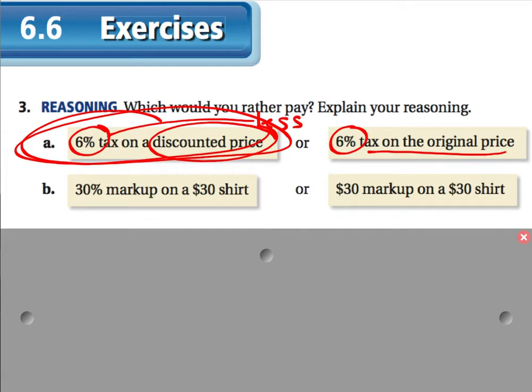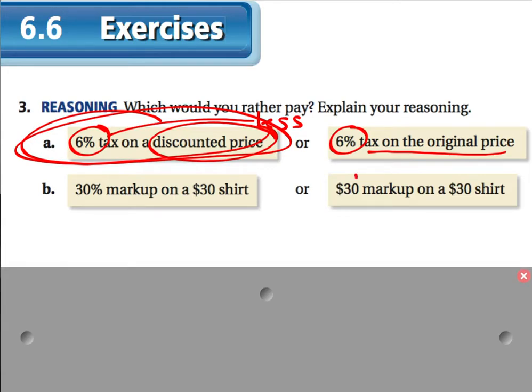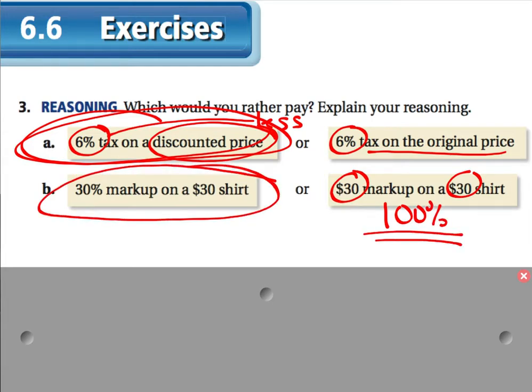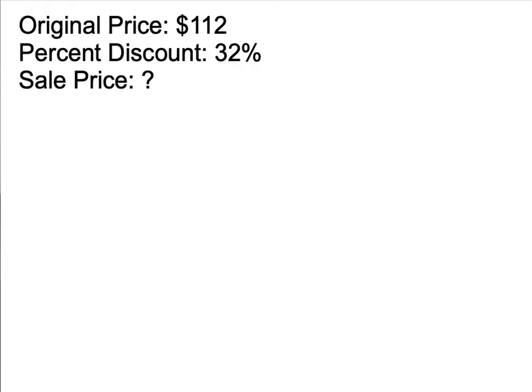What about 30% markup on a $30 shirt or a $30 markup on a $30 shirt? Okay, well actually $30 markup on a $30 shirt, that's 100%. That doubled the price. This is much better because that would only be $9 of increase. A $39 shirt is better to have to pay for than a $60 shirt.